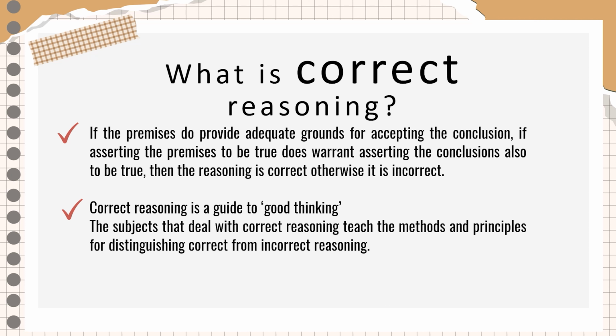So correct reasoning is a guide to good thinking. The subjects that deal with correct reasoning teach the methods and principles for distinguishing correct from incorrect reasoning. Since everyone makes errors in reasoning at least sometimes, we all need to keep an eye on the rules of reasoning, especially when things get complicated and matters become difficult to resolve. Ultimately, studying correct reasoning allows us to achieve a certain degree of confidence that we have a sensible point when we critique others' line of thought or present our own argument.